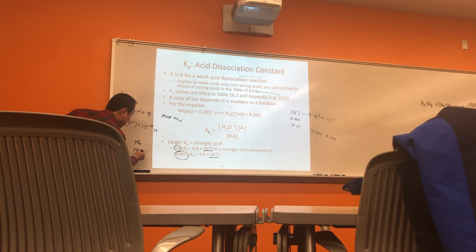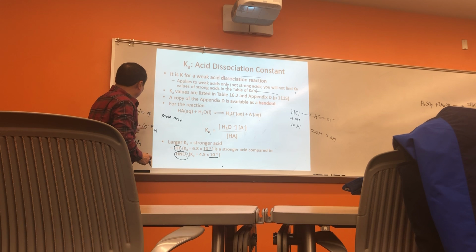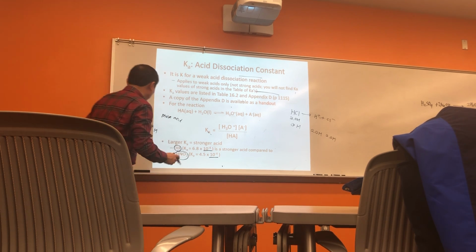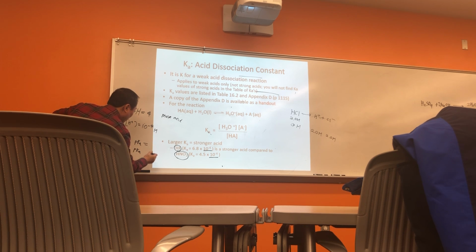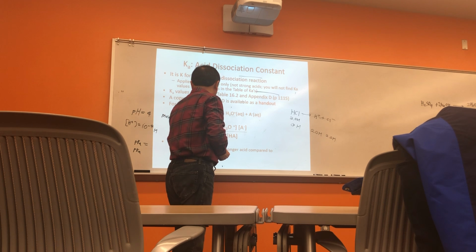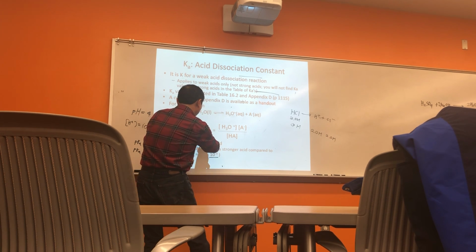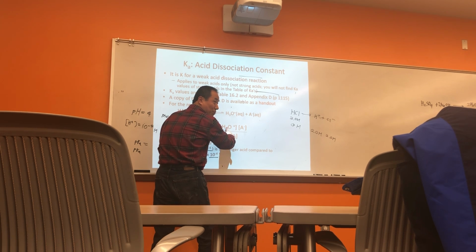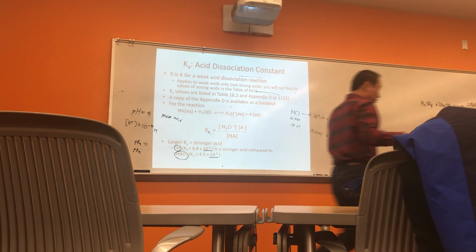Oh, okay. So it's more concentrated, so it's easy. Yeah. So this one has a low concentration. This will be weaker compared to that one. If the Ka value is smaller, that means you're going to have a smaller number here, which means it will be weaker. Yeah, that's a good question.